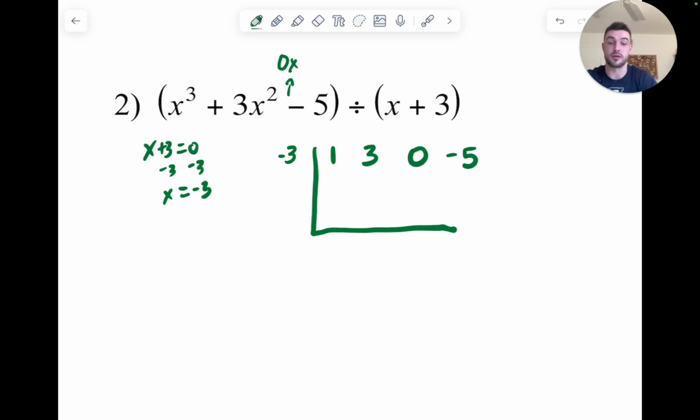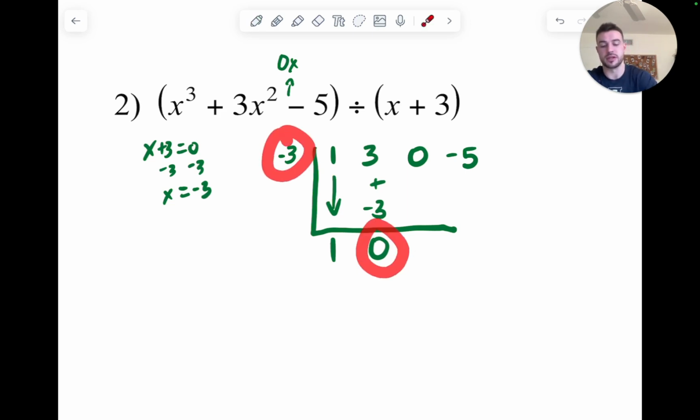The process is going to remain the same. We drop the first number all the way down, and then we multiply on the outside. -3 times 1 gives us a -3. And on the inside, I'm going to add going down. 3 plus a -3 gives us 0. And again, multiply. -3 times 0 is 0. We add going down to get 0.